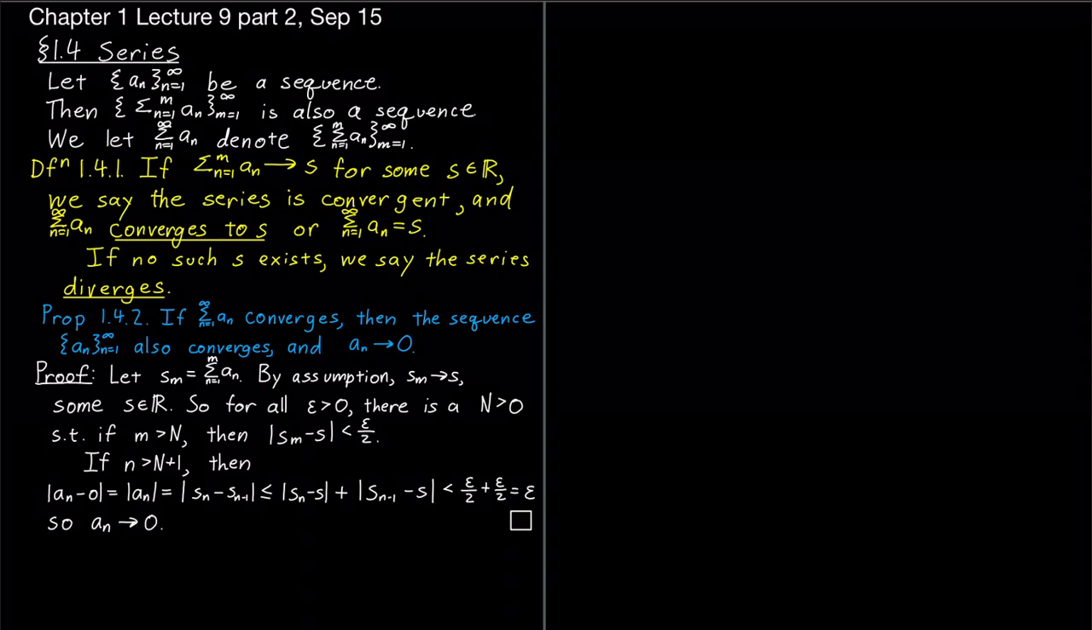Now, this is a necessary condition for the series to converge, but it's not sufficient. The only way the series can converge is if the a_n go to 0, but it is possible for the a_n to go to 0 and have the series diverge, and there's a very classical, very well-known example of this. It's called the harmonic series. We just let a_n be 1 over n. Then a_n is certainly converging to 0.